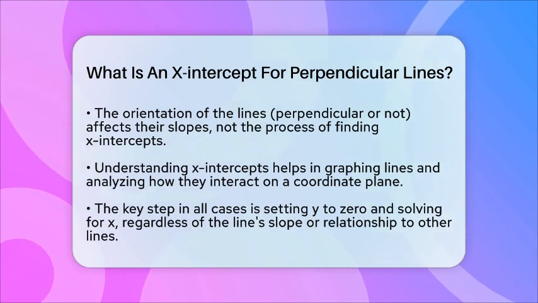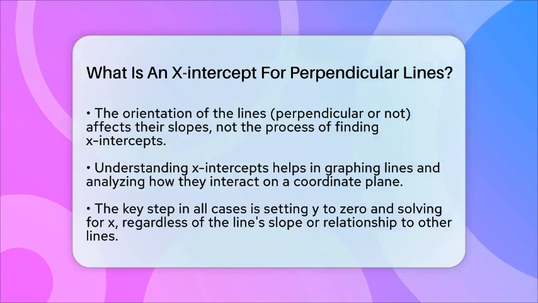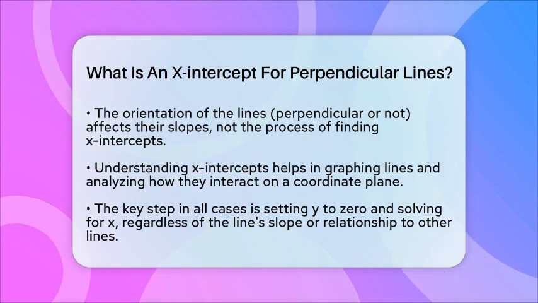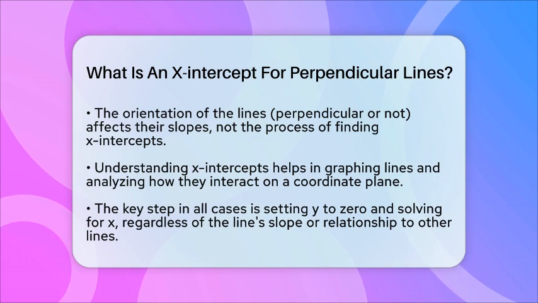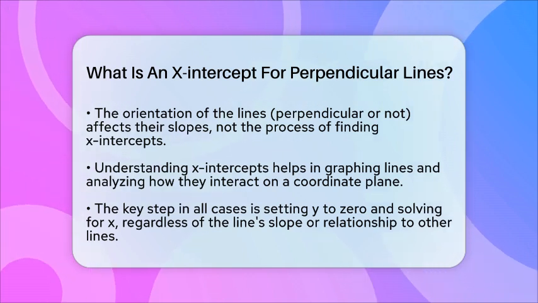So, in simple words, the x-intercept for perpendicular lines is the x-coordinate where each line touches the x-axis. To find it, you set y to 0 in the line's equation and solve for x. The slopes being negative reciprocals just tell us how the lines are oriented relative to each other, but finding the x-intercept stays the same. This is a handy skill for graphing and understanding how lines relate to each other on a coordinate plane.